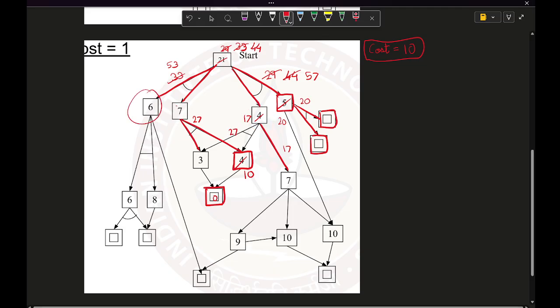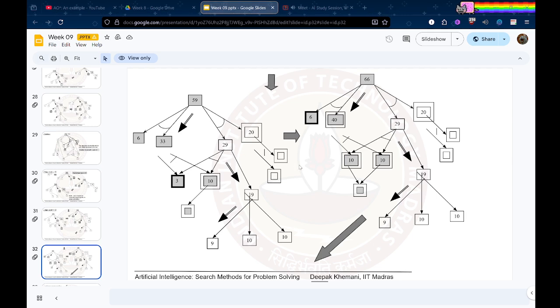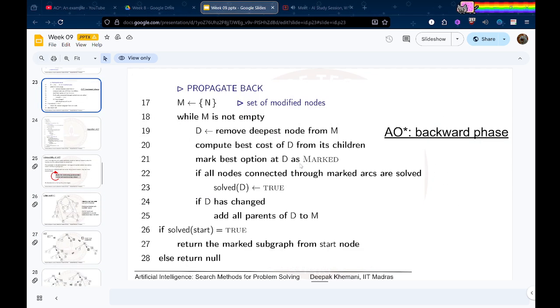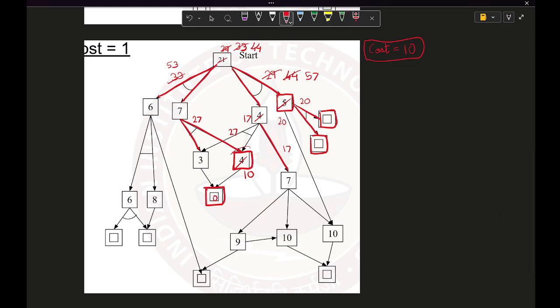But here neither are solved, I think. So that's why we go further down this, because even in the algorithm it is mentioned that you pick the deepest node first. Remove the deepest node from M. The deepest node is these two. So now we solve this as 10. So now the cost becomes 3 plus 10, 13 plus 20, 33. So this becomes 33. This cost becomes 6 plus 33, 39 plus 20, 59.